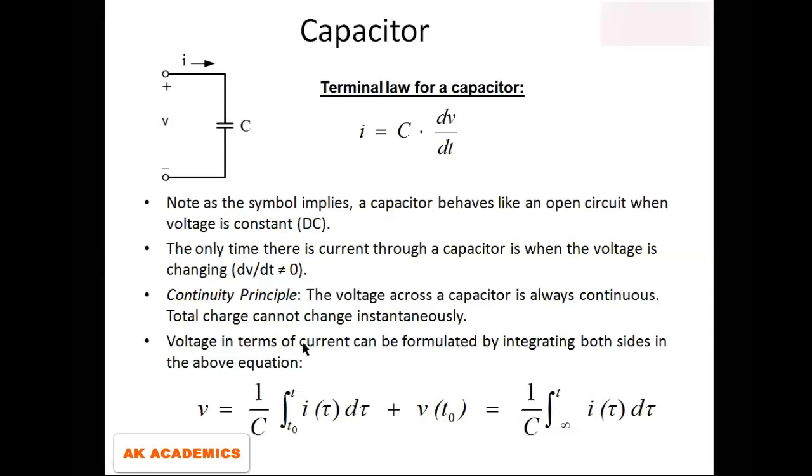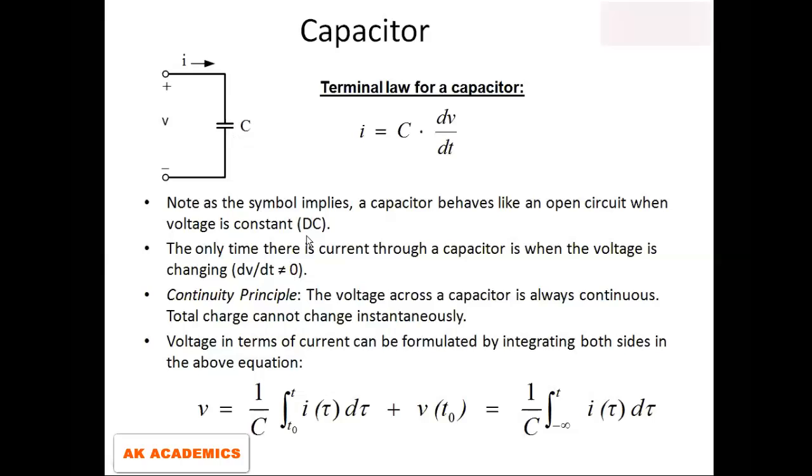Take your time to check this out, because one of the things you have to pay attention to is that the voltage across the capacitor is always continuous. Total charge cannot change instantaneously, so it has to be something continuous. So voltage is continuous in the real sense of it, and the voltage in terms of current can be formulated as we have talked about. And then the only time there is current through the capacitor is when voltage is changing. So if voltage is constant, if voltage is not changing, you will not have current through this capacitor.